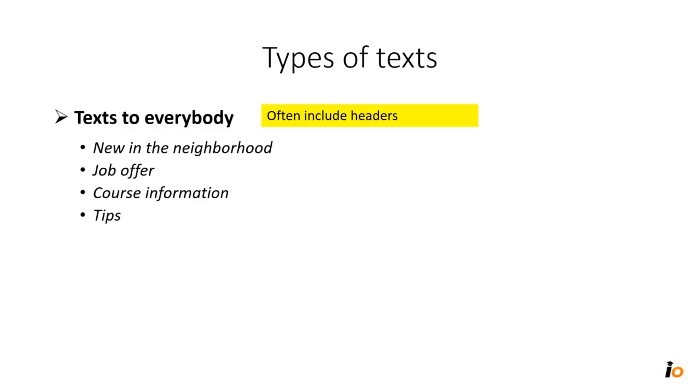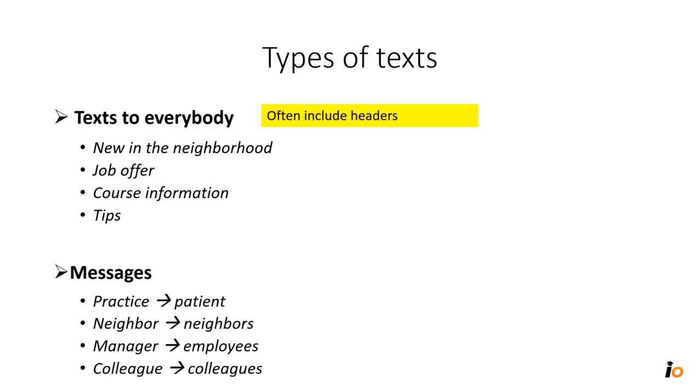The second group of types of texts are the messages. So these texts are addressed to a certain person or to a certain group of people. First of all, let's have a look at the subcategories of these messages. We have the practice to the patient. So this could be, for example, a doctor's practice. So a doctor is informing his or her patient that an appointment has been cancelled.